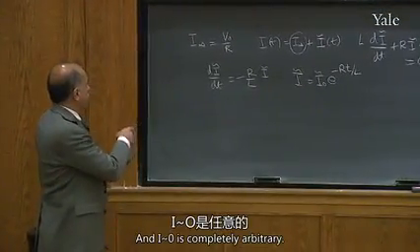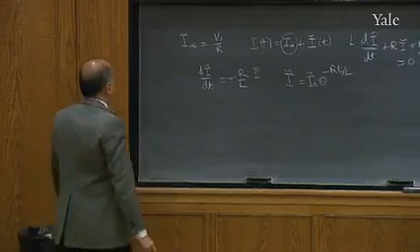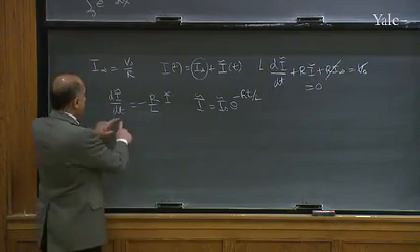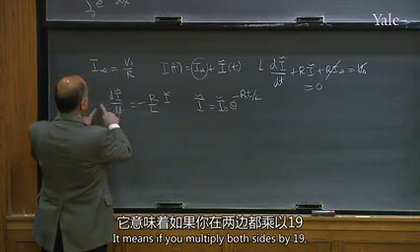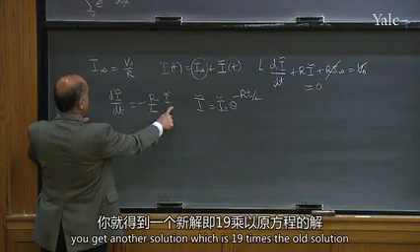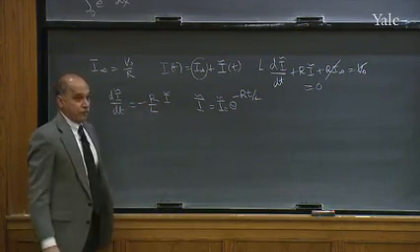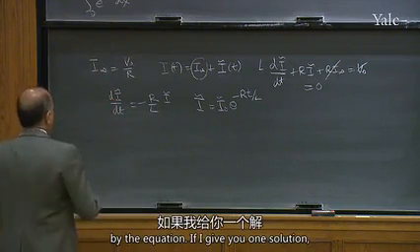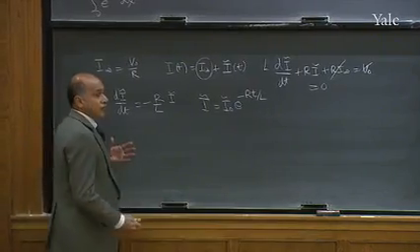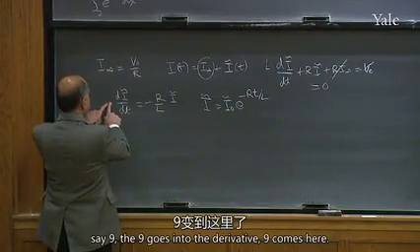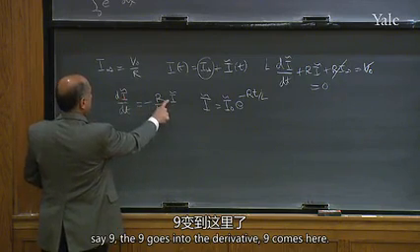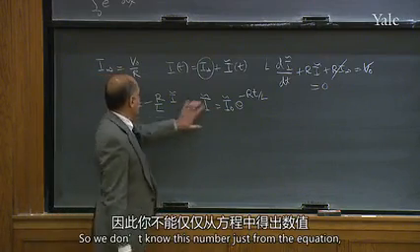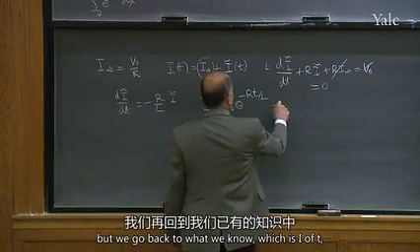And I twiddle 0 is completely arbitrary. That's not determined by this equation. That's another useful property to know. This is a linear equation. It means if you multiply both sides by 19, you get another solution, which is 19 times the old solution. So the solution's overall scale is not determined by the equation. If I give you one solution, you can multiply it by any number you like. It's also a solution, because if you multiply by a number, say 9, the 9 goes into the derivative, 9 comes here, you can see 9 times I twiddle satisfies the same equation. So we don't know this number just from the equation, but we go back to what we know.